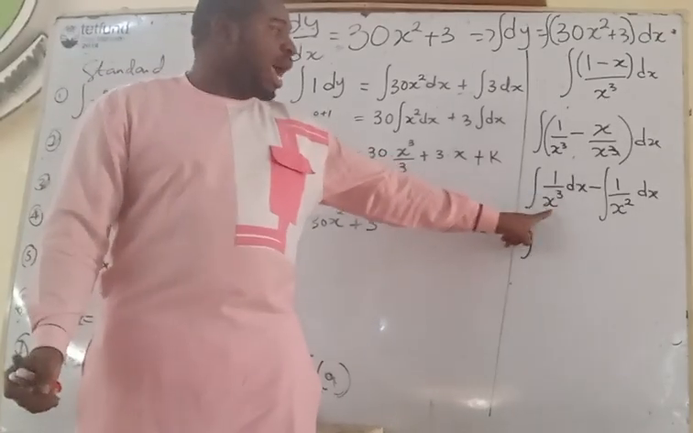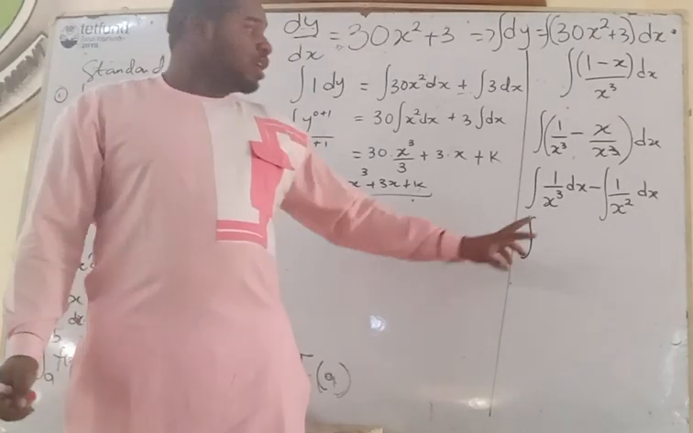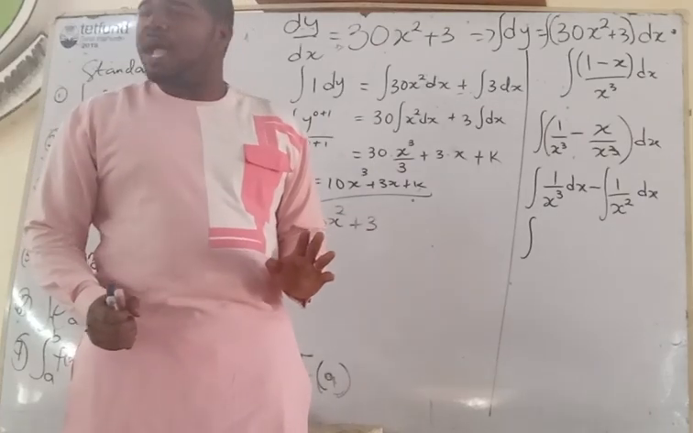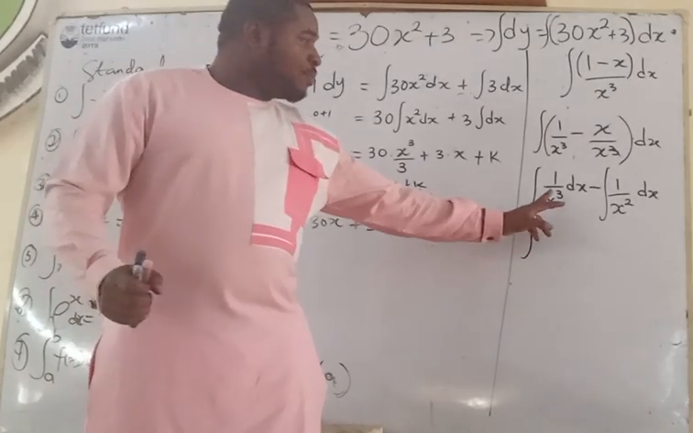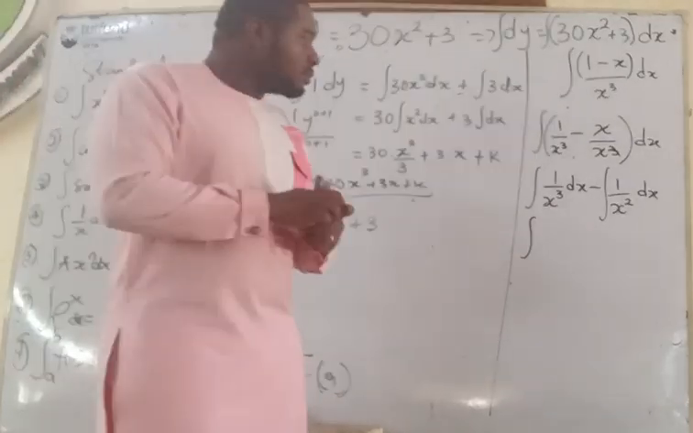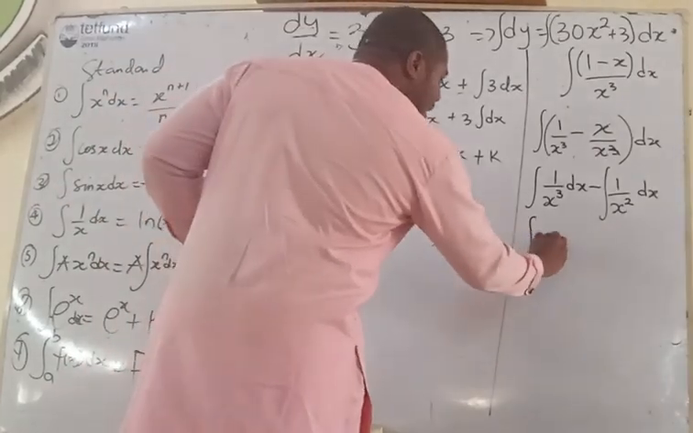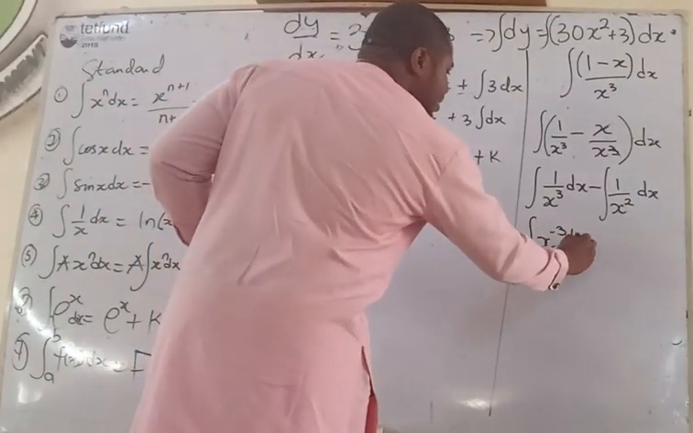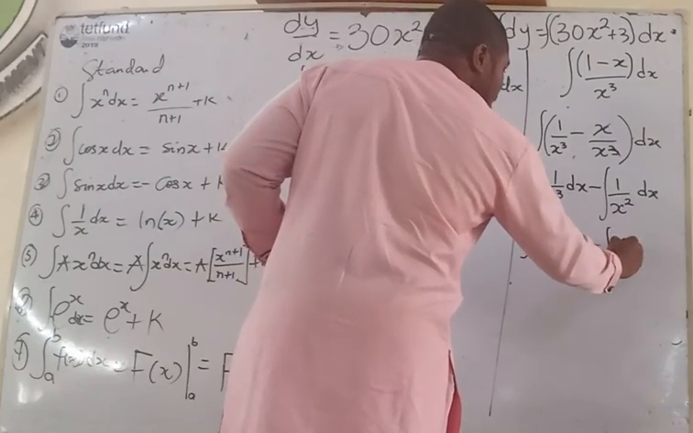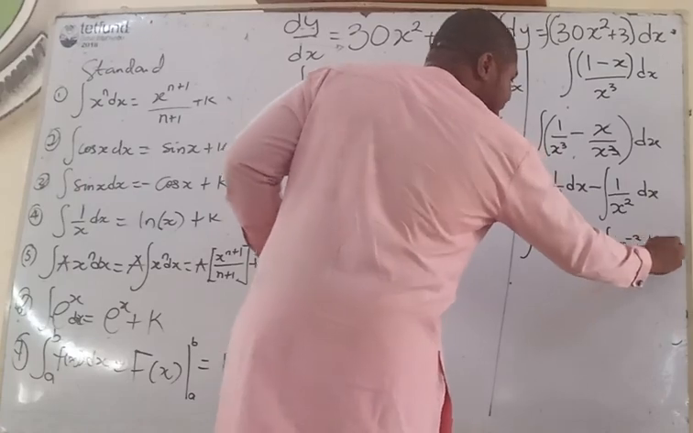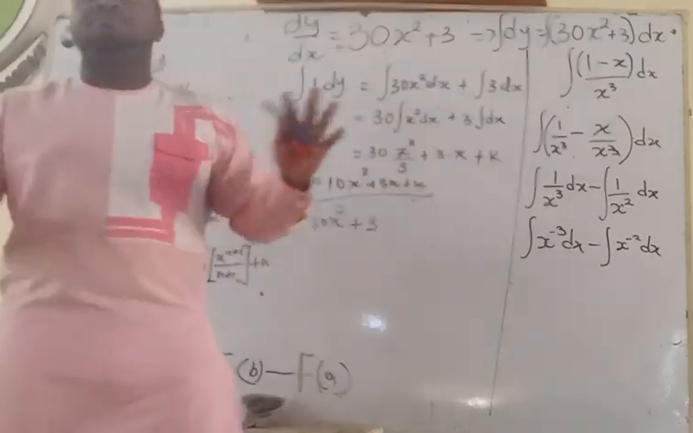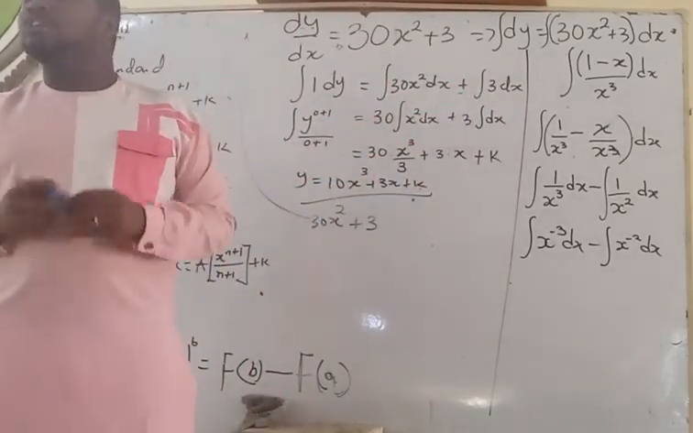if I take x cubed and x squared up, what will happen? The positive will change to negative. Simple math. So here I'm going to have the integral of x to the minus 3 dx minus the integral of x to the minus 2 dx. You see how simple it is? But initially we will say that this thing is something very big. But do you see how simple it is?